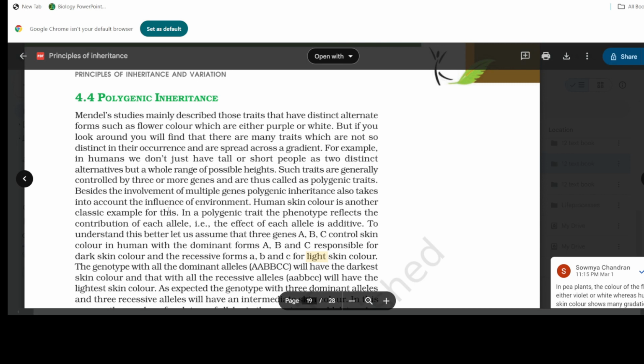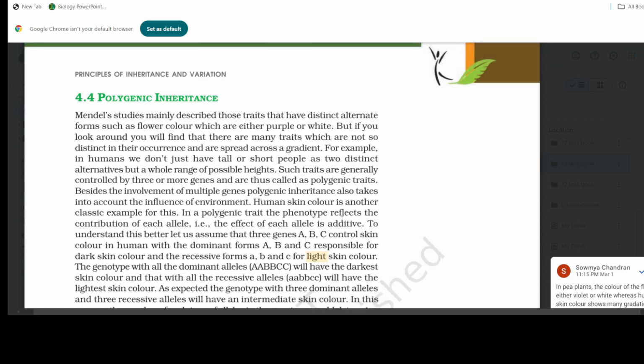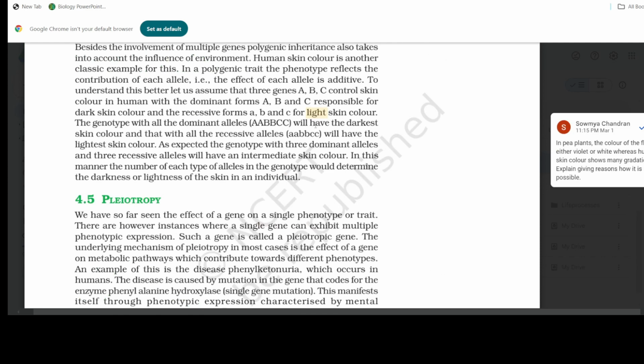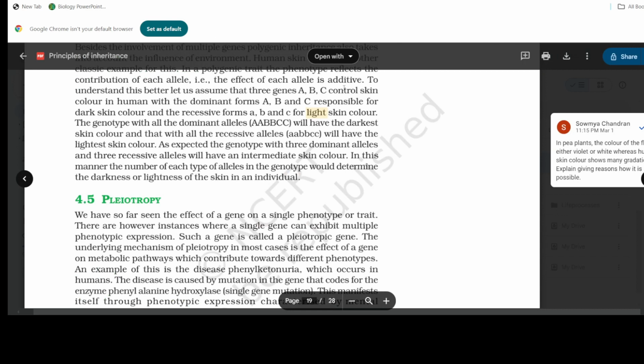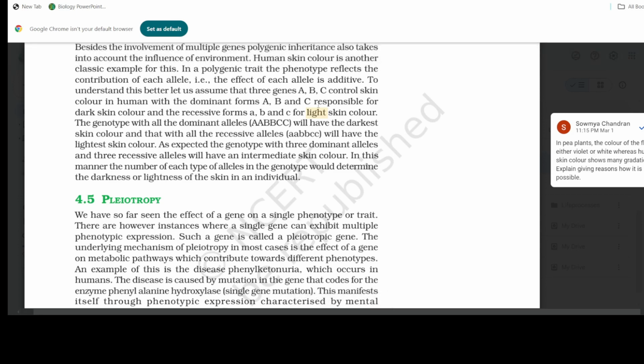Now you have to explain that. Human skin color is a classic example for this. In a polygenic trait, the phenotype reflects the contribution of each allele. The effect of each allele is additive. Then you have to explain the whole part. Is it clear? That is, A, B and C are the dominant forms of these genes. A, B and C are responsible for dark skin, and the recessive, lowercase a, b and c, are for light skin color.